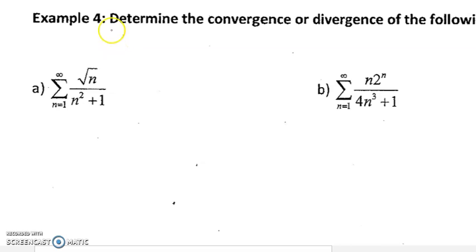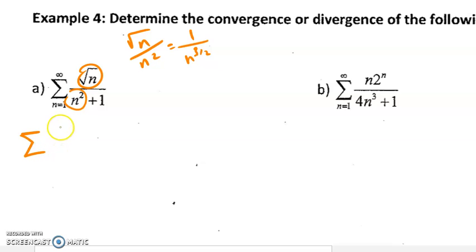They might get a little bit more complicated. Again, we're going to focus on the most significant term on the top and the bottom. The square root of n over n squared reduces down to 1 over n raised to the 3/2. Okay, so we're going to compare this to the sum of this fraction. And what does this do? This is another p-series.